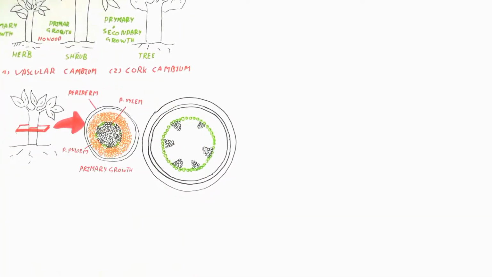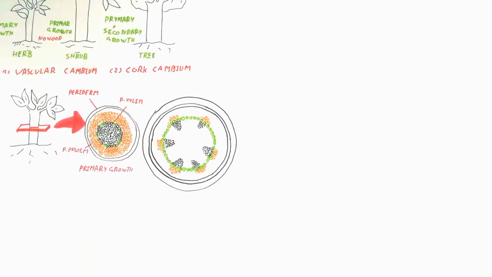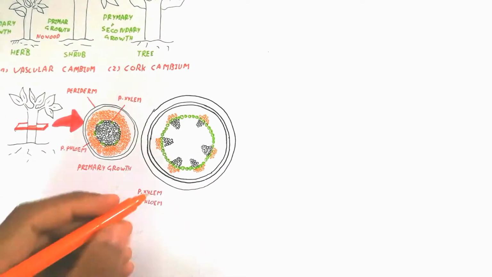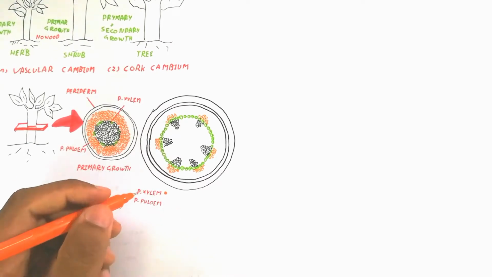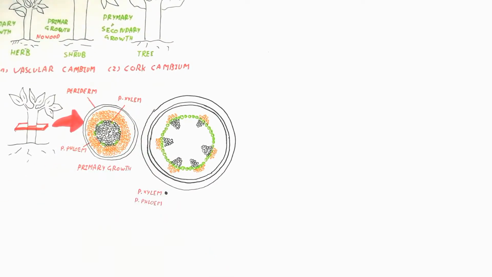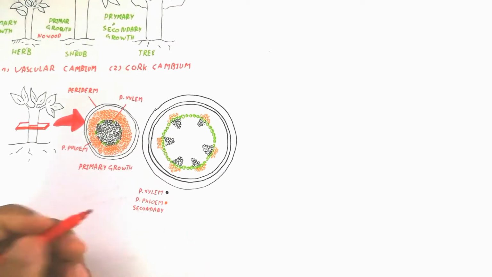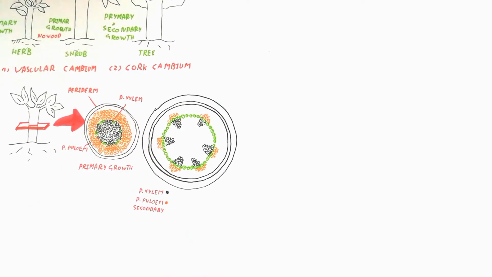Now we will talk about the secondary growth. Here is the primary xylem and primary phloem. Phloem is for conducting food and xylem is used for conducting water and minerals. So here the black color shows the xylem and orange color shows the phloem. And we will talk about secondary xylem and secondary phloem here, because they are the result of the secondary growth.